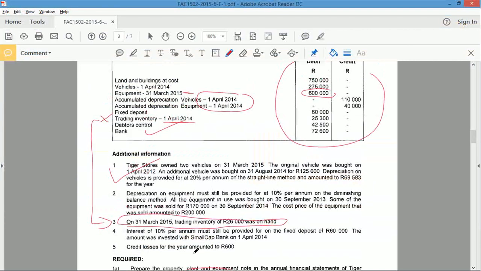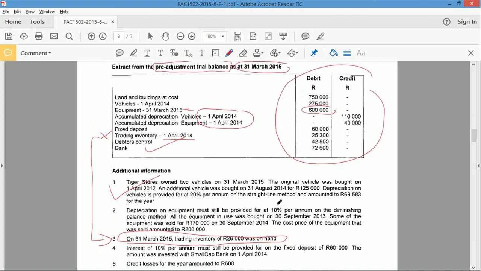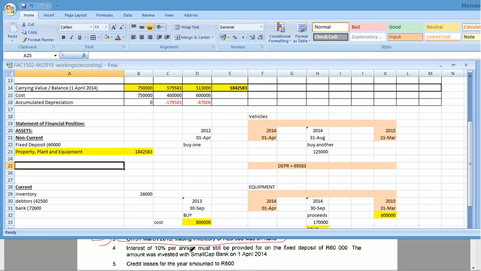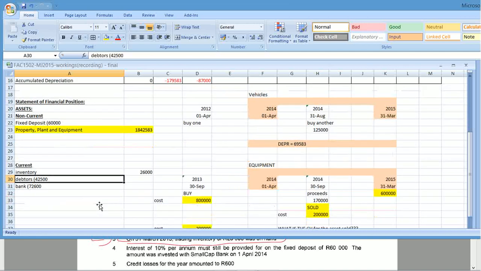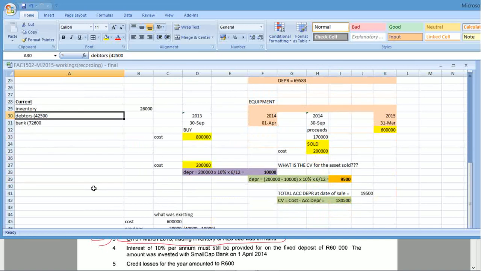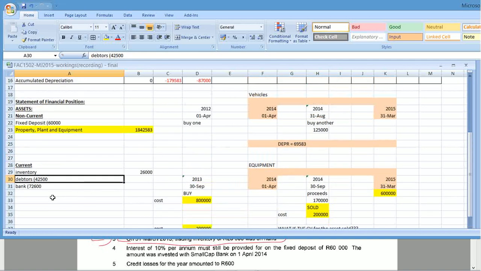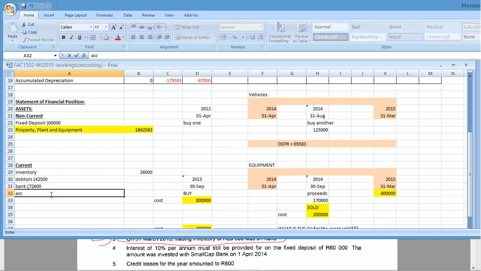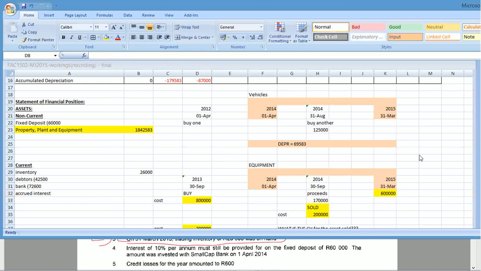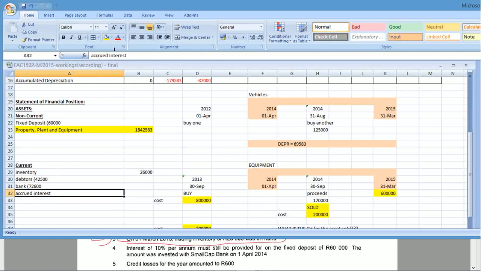Okay, the last bit is looking at interest here. Interest of 10% per annum must still be provided for on the fixed deposit. The amount was invested with small bank. Okay, so it's still going to be provided for. So that would have been seen as an accrued income. You're still going to get it. Accrued interest income. Accrued interest income would have increased your current assets. Accrued interest income.